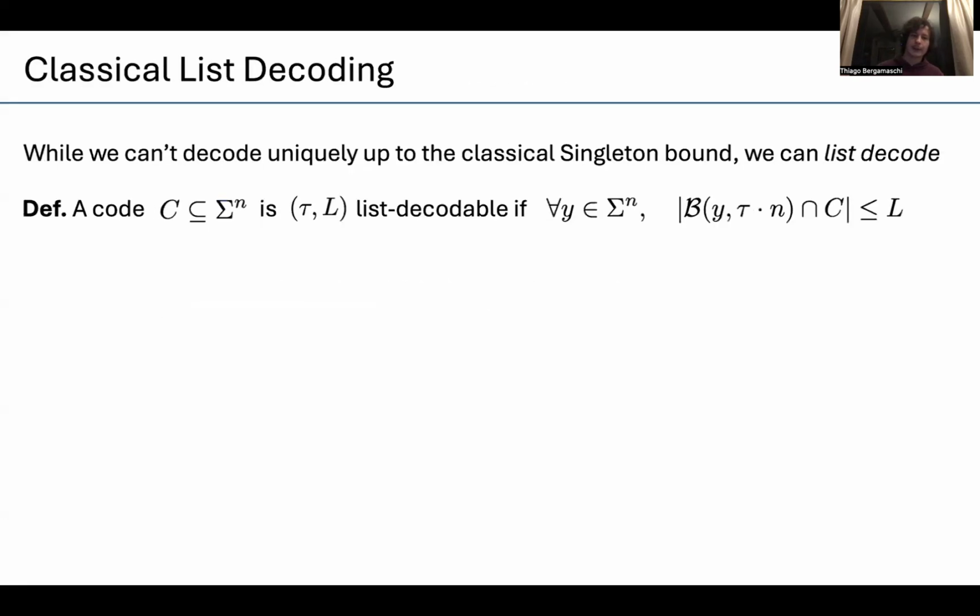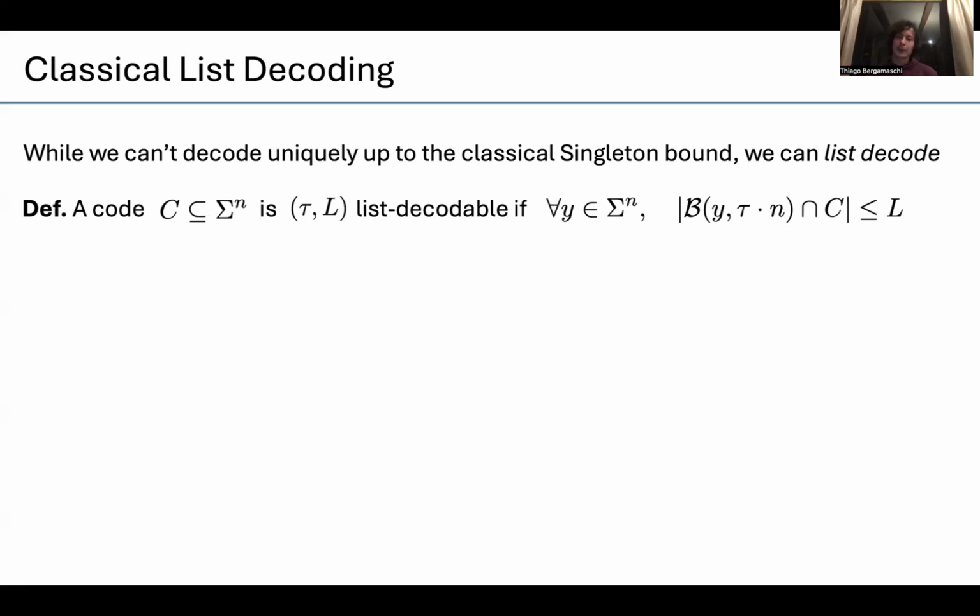Great. So while we can't decode uniquely up to this classical singleton bound, we can achieve a relaxed notion of decoding known as list decoding. So in a list decodable code, the goal isn't to just decode to the closest code word, but instead to output a list of code words which are near any given point.